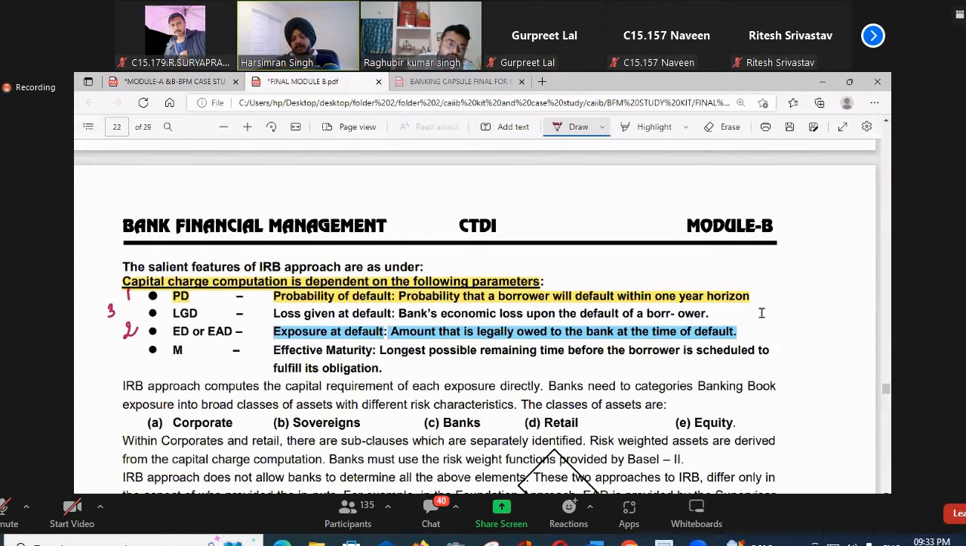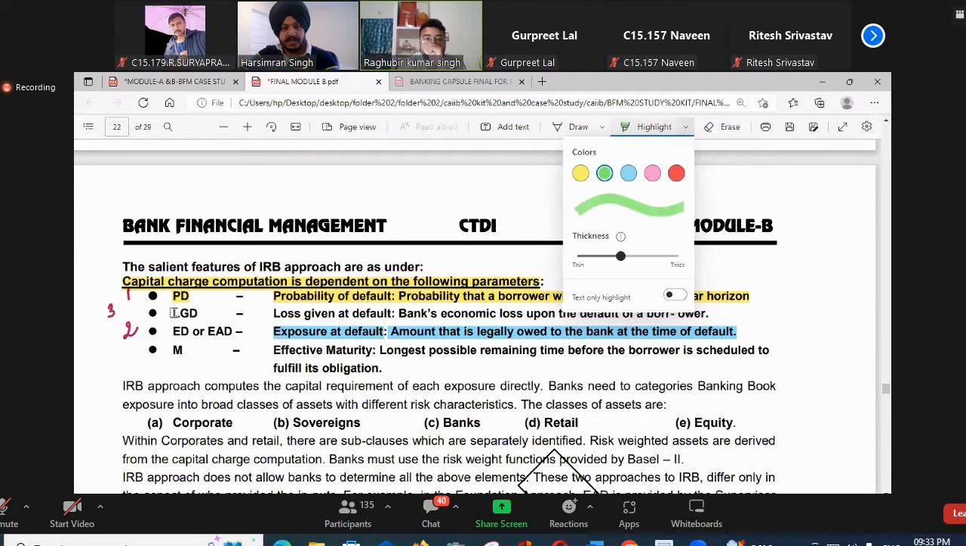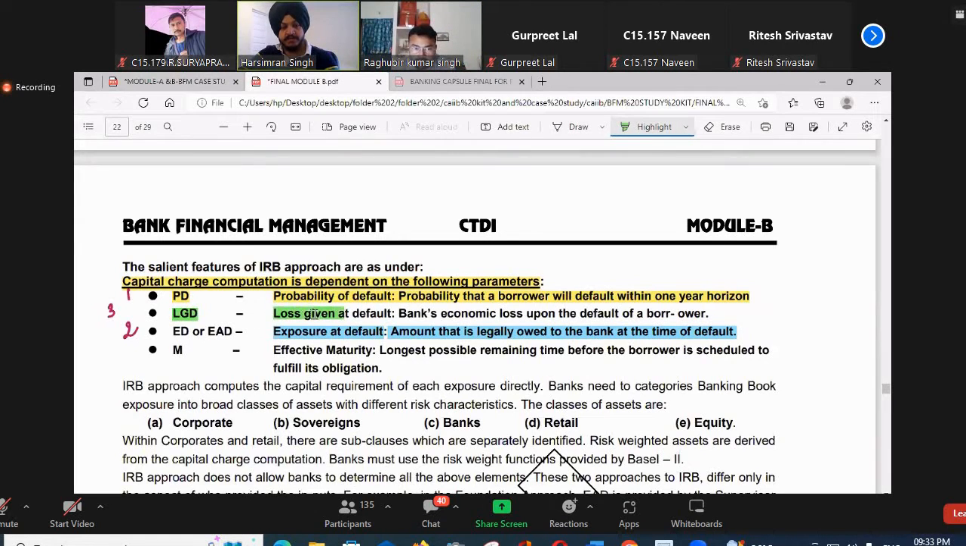So देखो अगर आपका NPA 1 करोड़ का है तो क्या सारे का सारा लॉस हो जाता है? If you have the NPA value of 1 crore, you recover something also, na? The entire 1 crore is not the loss. You recover something. So after reducing the recovery, then you get to the loss. So what is the actual loss? That is LGD, loss given default. That is bank's economic loss upon default of the borrower. When the borrower defaults, what will be the actual loss?